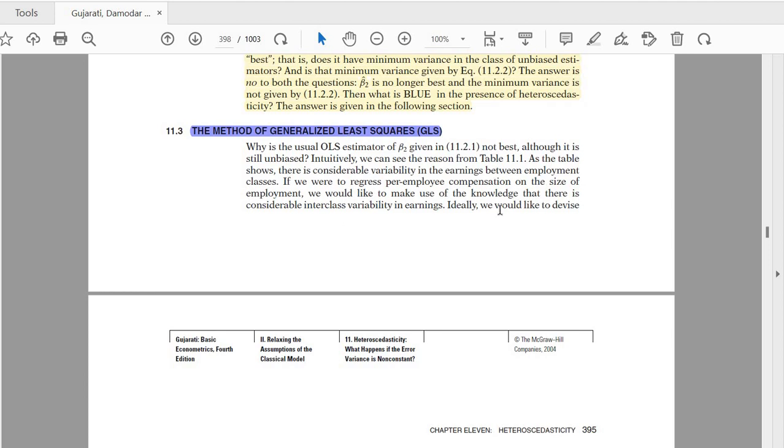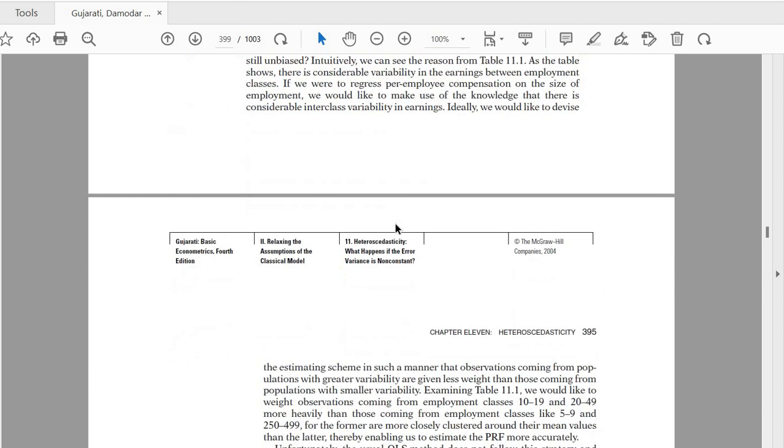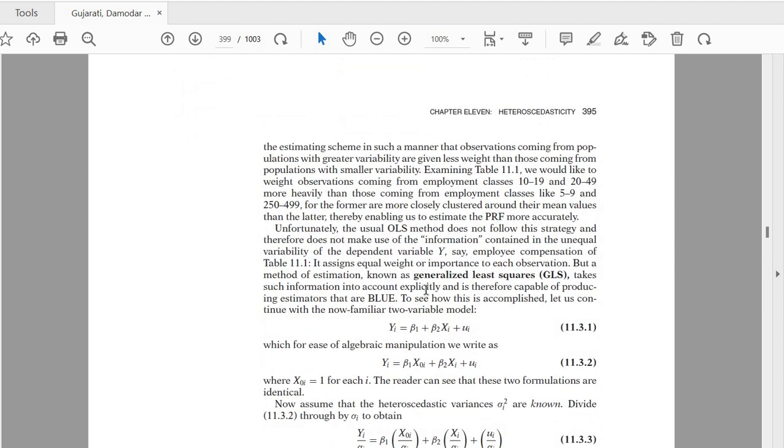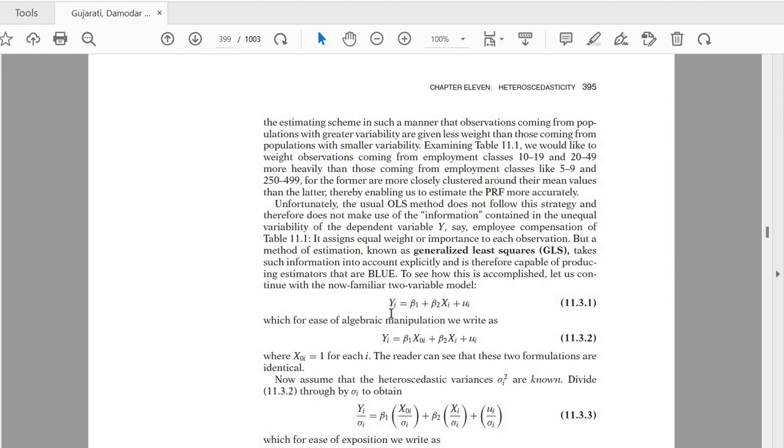Now look at this. This definition is already there. So if you just have a look at the GLS model, you can see this is the original model which we were working with earlier, and this is a simple OLS model, and this ui has a heteroscedasticity problem. Variance of ui is equal to sigma i square. Now what kind of transformation is done?